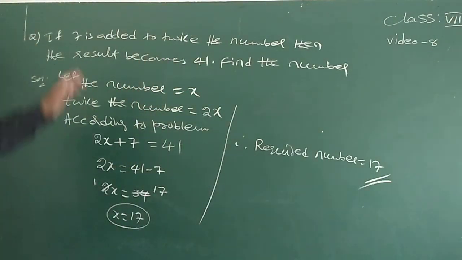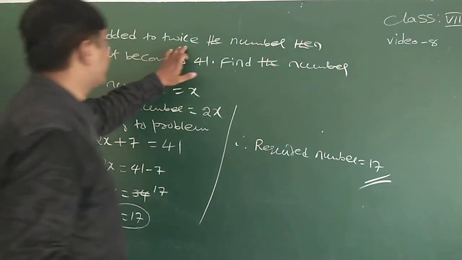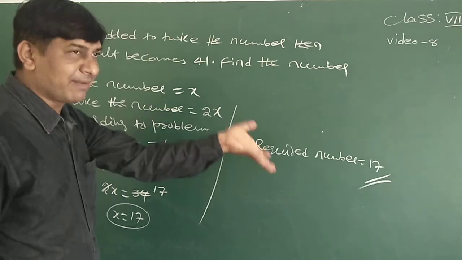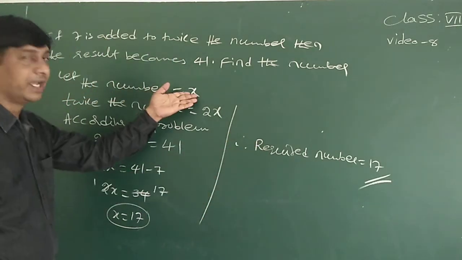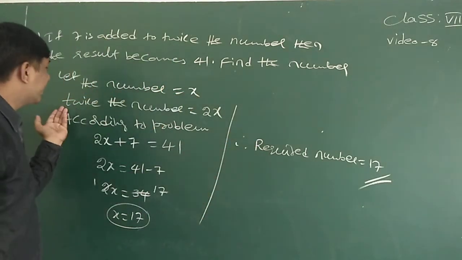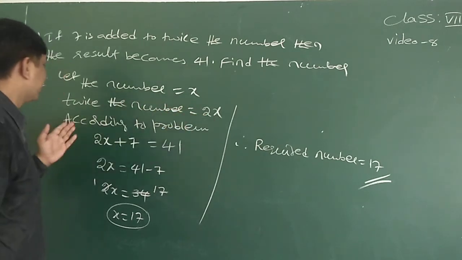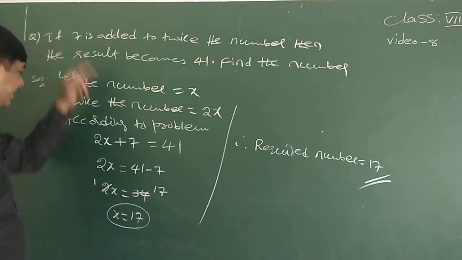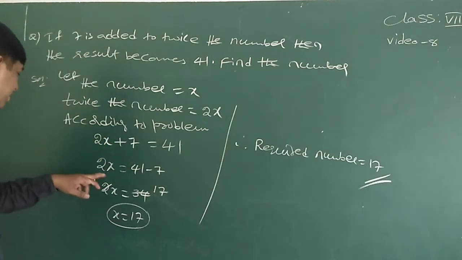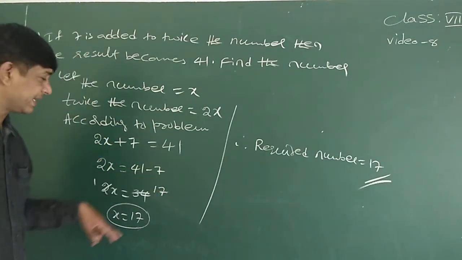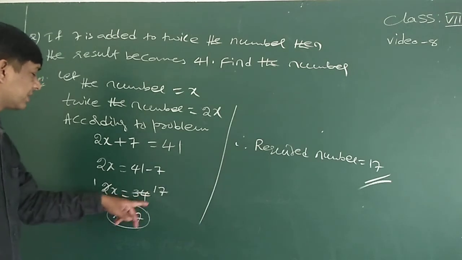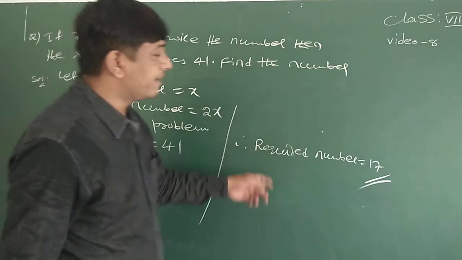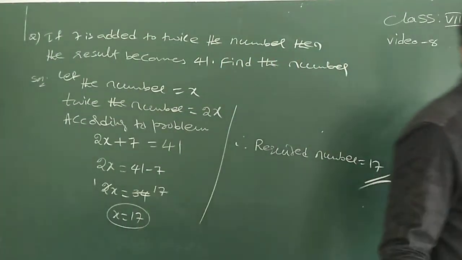Please try to understand. If 7 is added to twice the number, first of all I don't know the number, nor twice the number. First I suppose x as the number, and twice the number is equal to 2x. According to the problem, this 2x is added by 7, and the result is 41. 2x is equal to 41 minus 7, 2x is equal to 34. 2 17s are 34, so x is equal to 17. The required number is 17. Please write down.